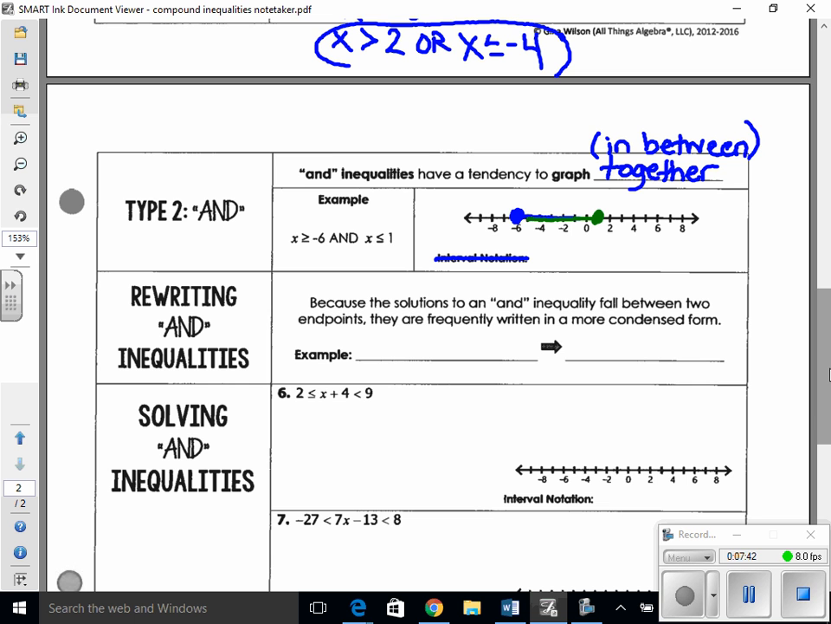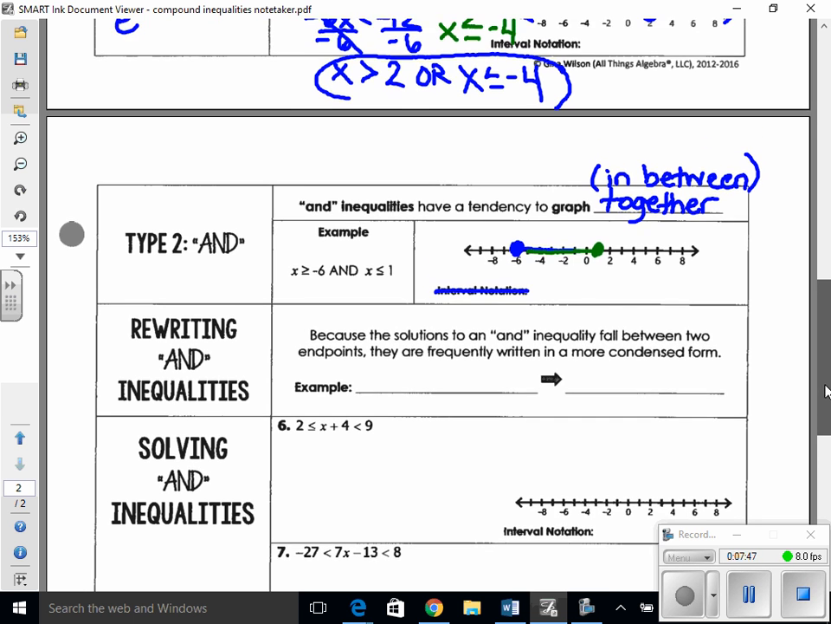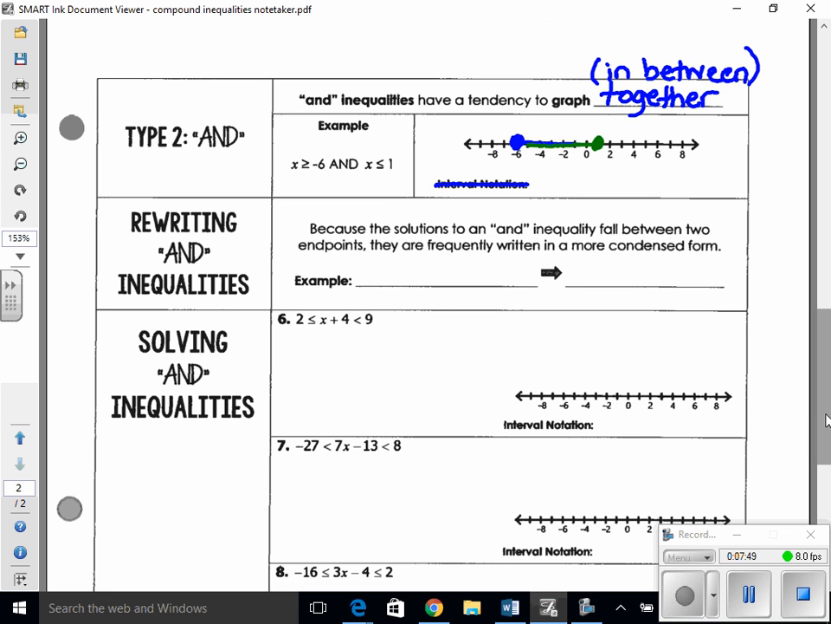All right, so when you're rewriting AND inequalities, it's a little different than the OR ones. The OR ones have to have the word OR in the answer or it's not done. But the AND ones don't need the word AND in them. You'll notice that all the examples below do not have the word AND, and that's how you can recognize the difference. The OR ones do have the word OR and the AND ones don't have any words. Right? But there is another way that you have to be able to condense them or write them to not have the AND word.